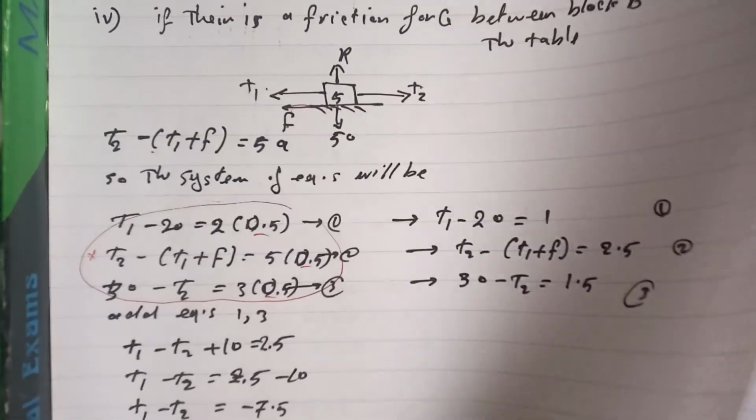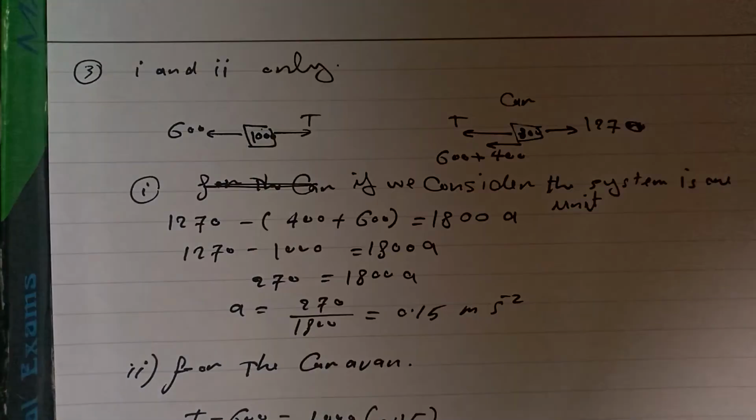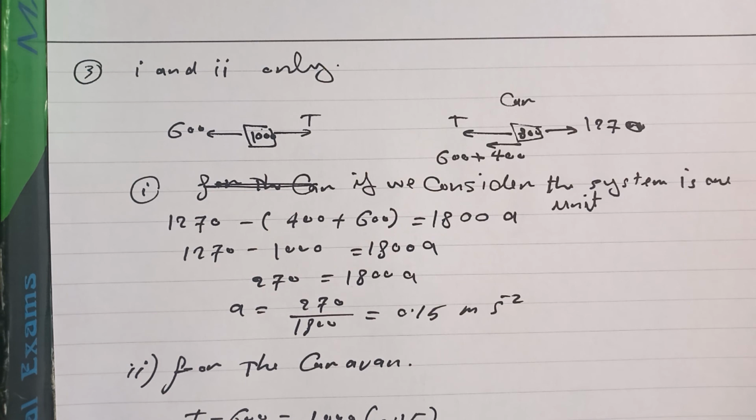Problem number 3. In number 3, I will take I and double I only. There are a car and a caravan. You can read the problem. And also, I need to write the equation of motion. I need to show that the acceleration is 0.15. I need to get the acceleration.